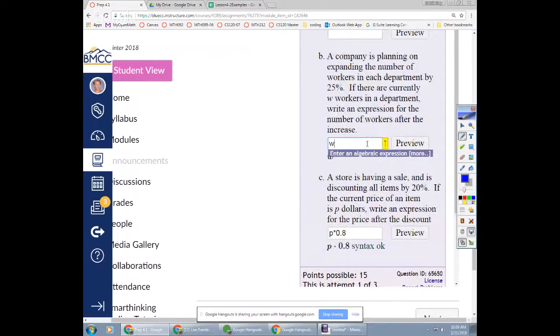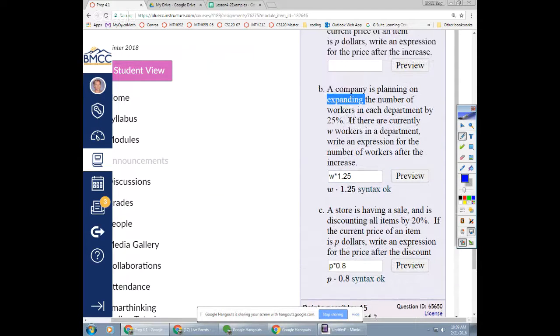So what do we multiply W by there? The 25% up. Up, that would be down, we're going up. So it'd be 1 plus 0.25, so that would be 1.25, because we're expanding, it's an increase.